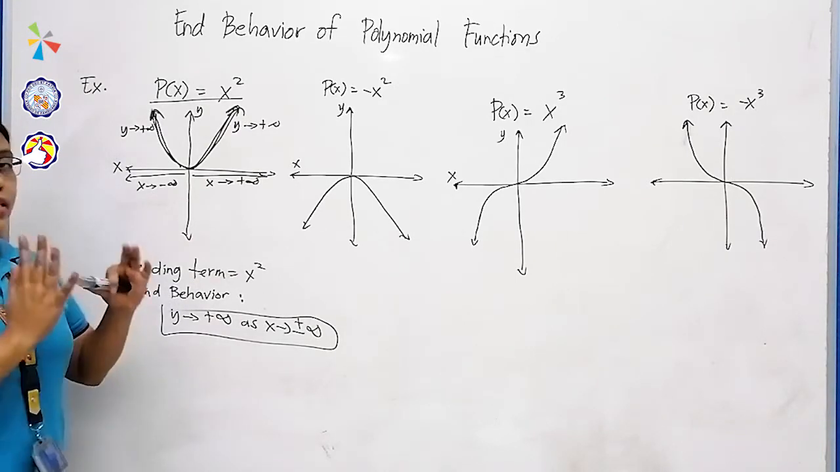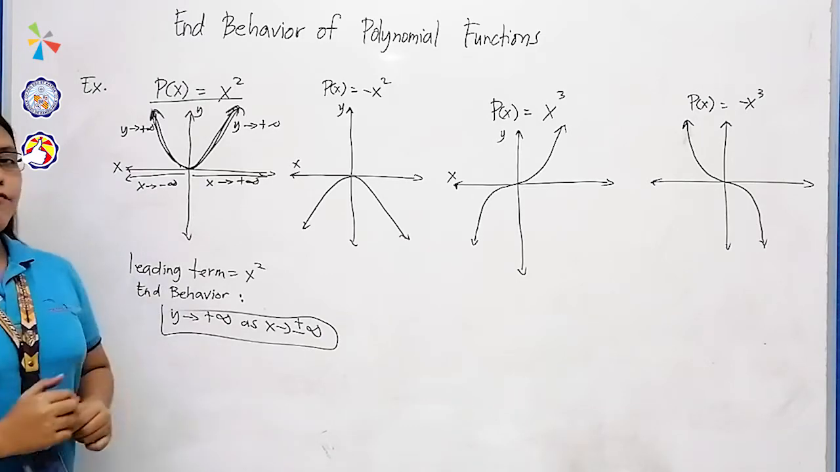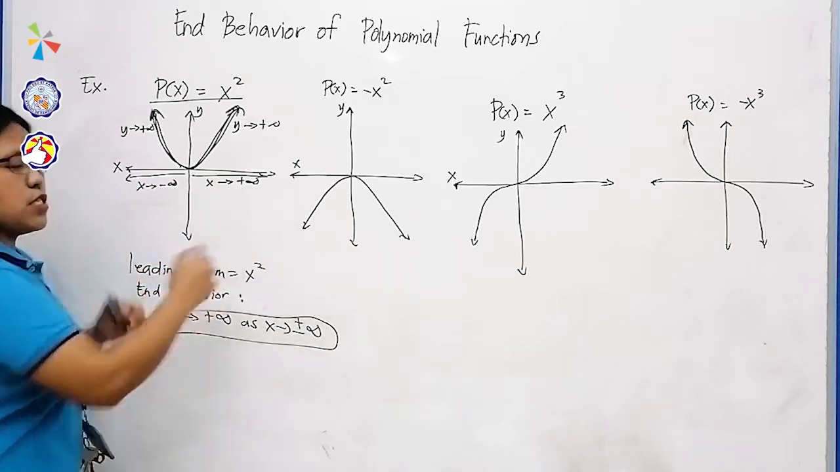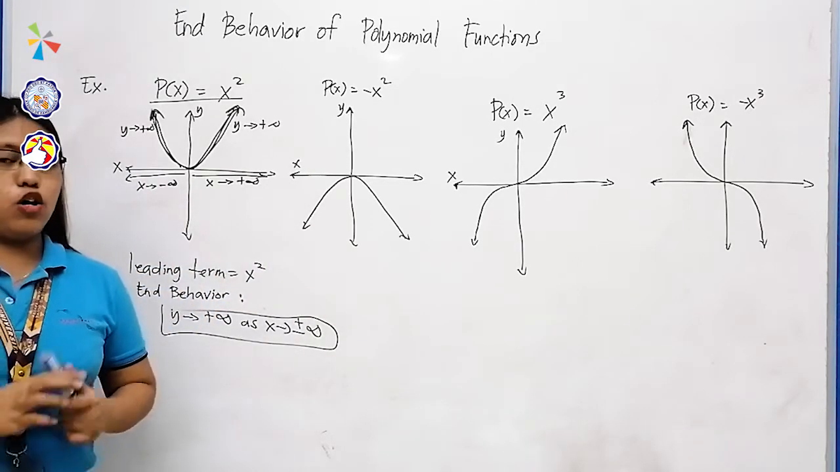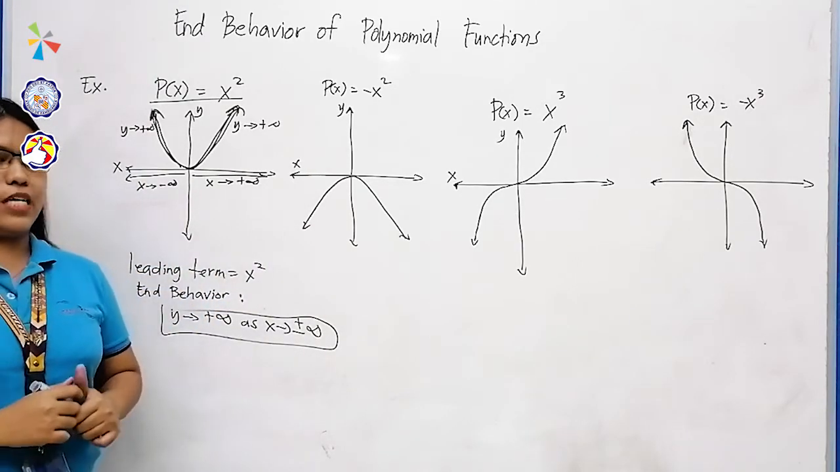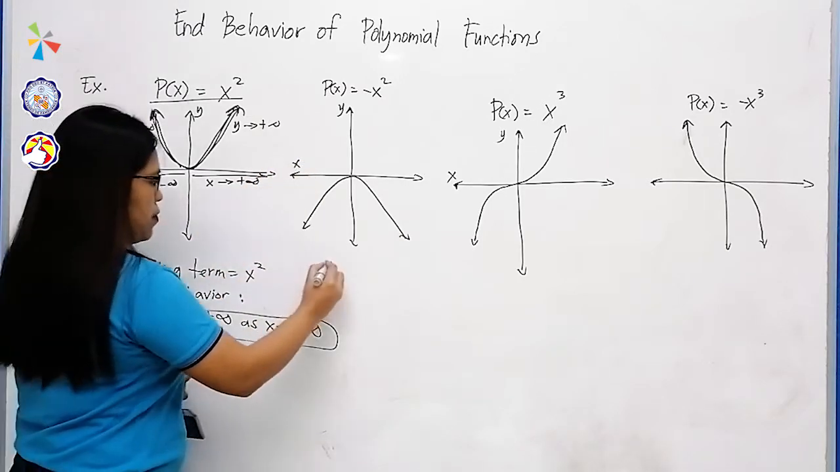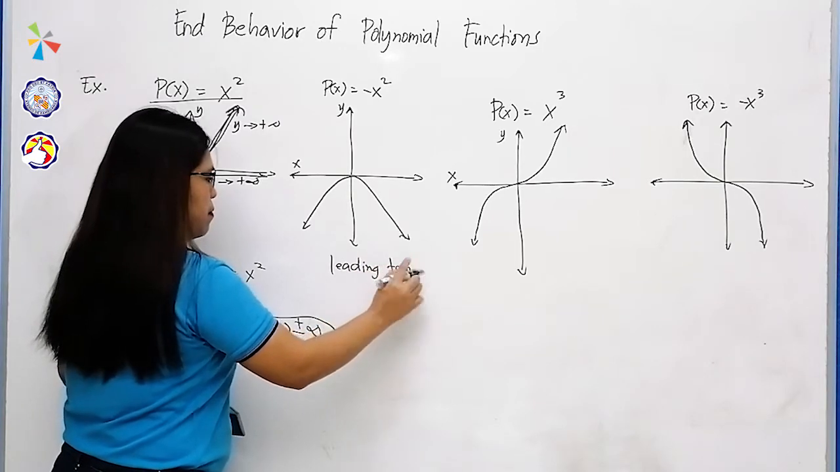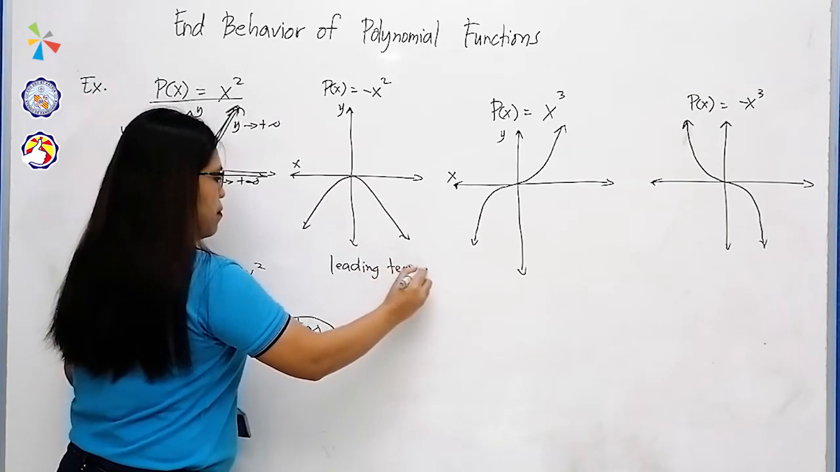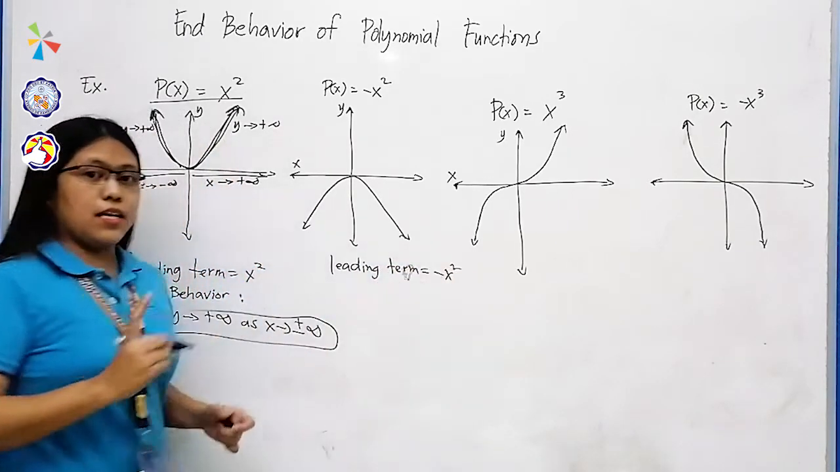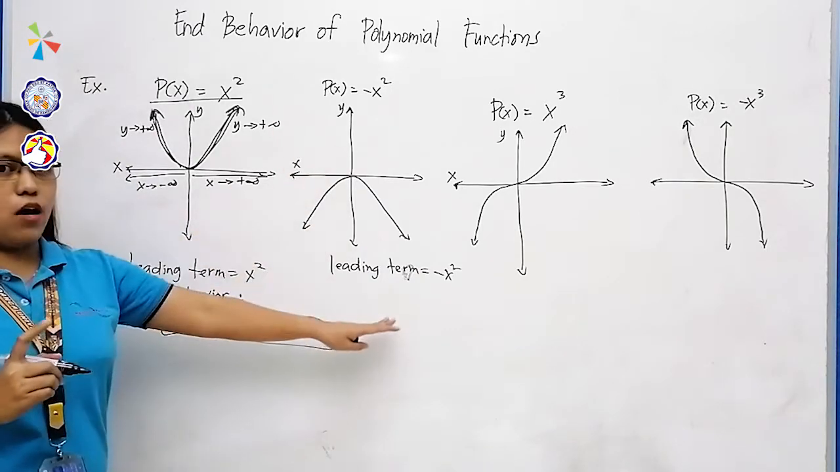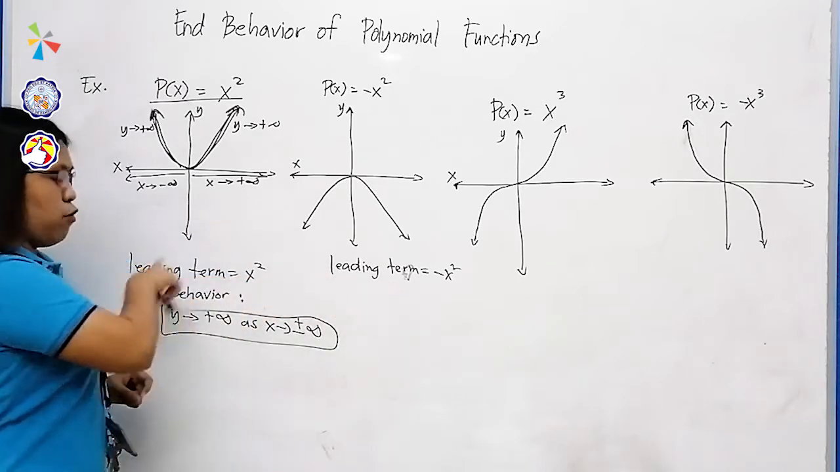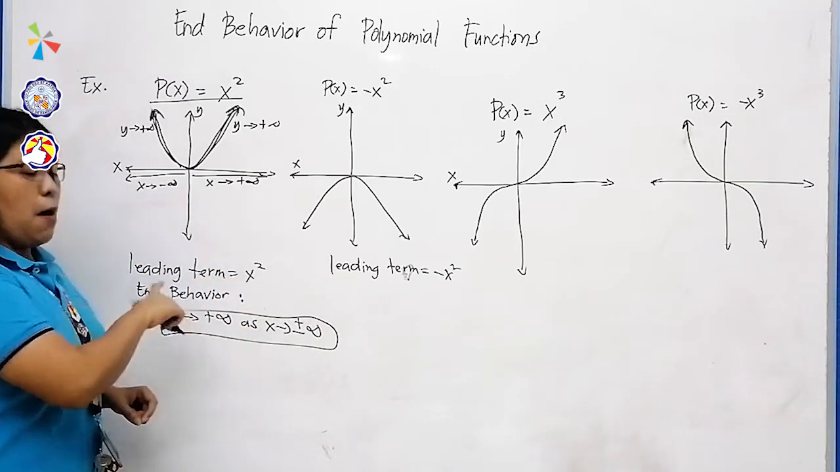Now this time, let us look at the graph of p of x equals negative x squared. Take note that both of these graphs are graphs of a parabola, or of a quadratic function, which is of degree 2. Here, the leading term is negative x squared. So this is how this graph is different from the last one. The leading term here is negative, while the leading term there is positive.